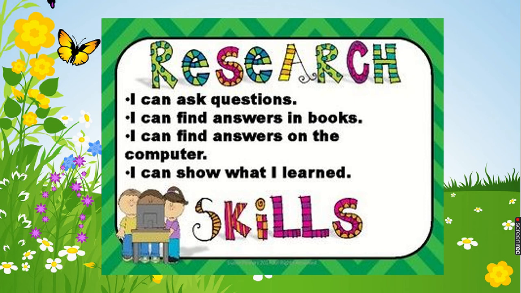So, these are research skills. If we can do all these things, it means we have developed our research skills. For example, I can ask questions. If it's check, great. I can find answers in books. Check. I can find answers on the computer. Big check. I can show what I learned. Big check, because we have all been doing it.